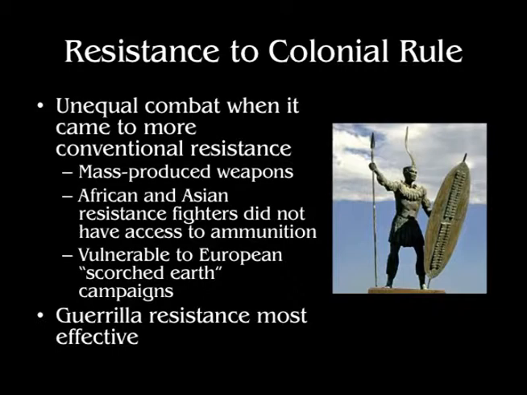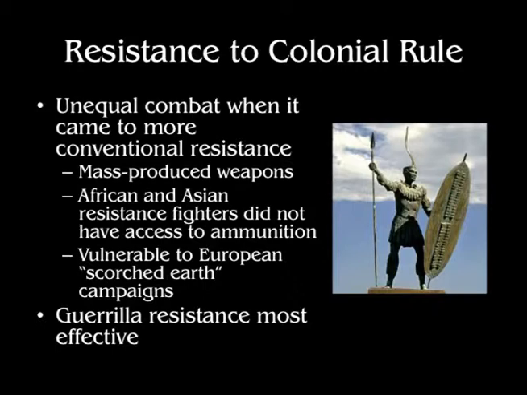And another thing that came into play is that Africans were very vulnerable to scorched earth campaigns. The European occupiers, there are some very famous examples, would burn villages and farmland, so that resistant populations would starve to death and experience decades of famine.